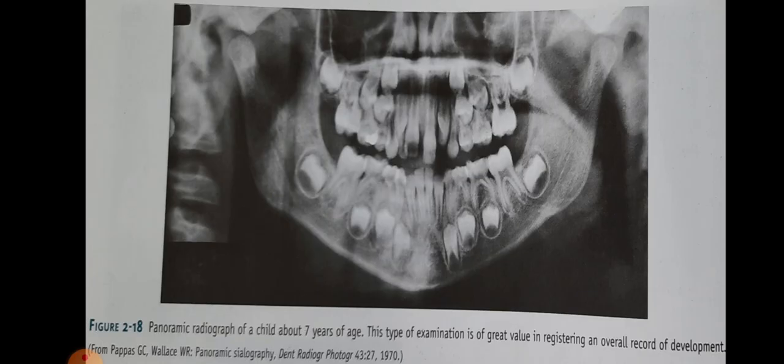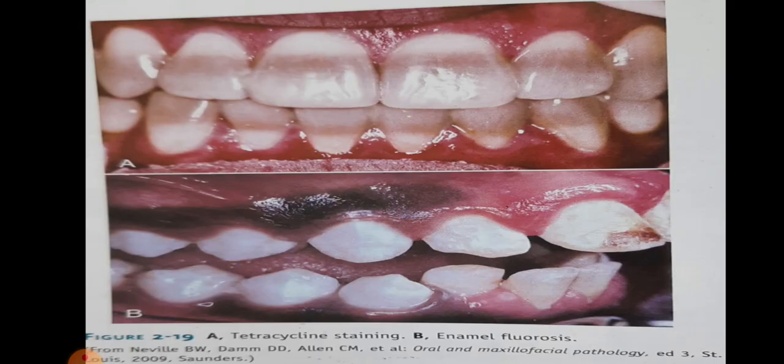You can see in figure 2.19a a tetracycline staining mostly at the junction of the cervical and middle third. In picture B, the enamel fluorosis is shown.